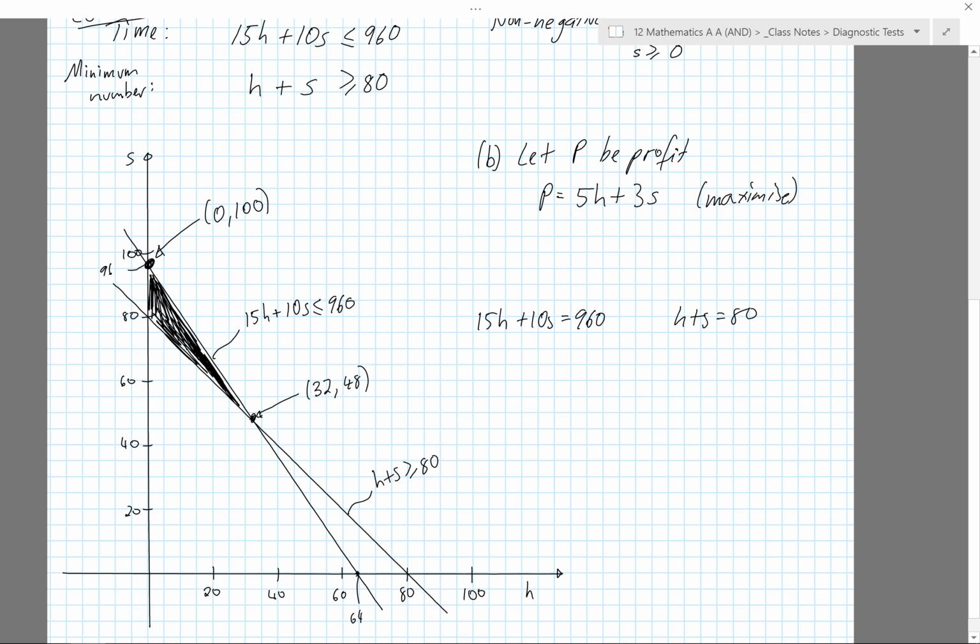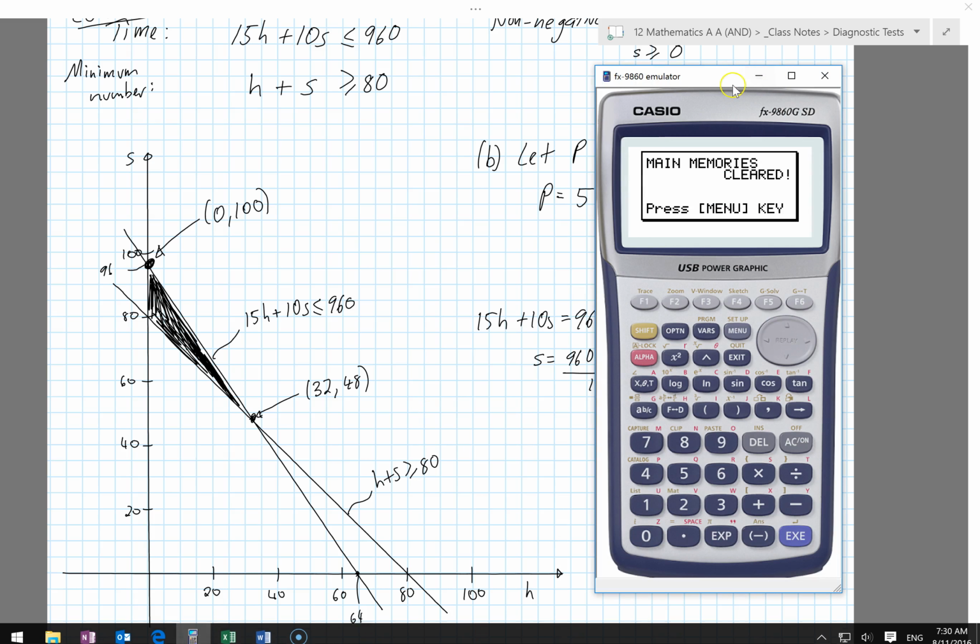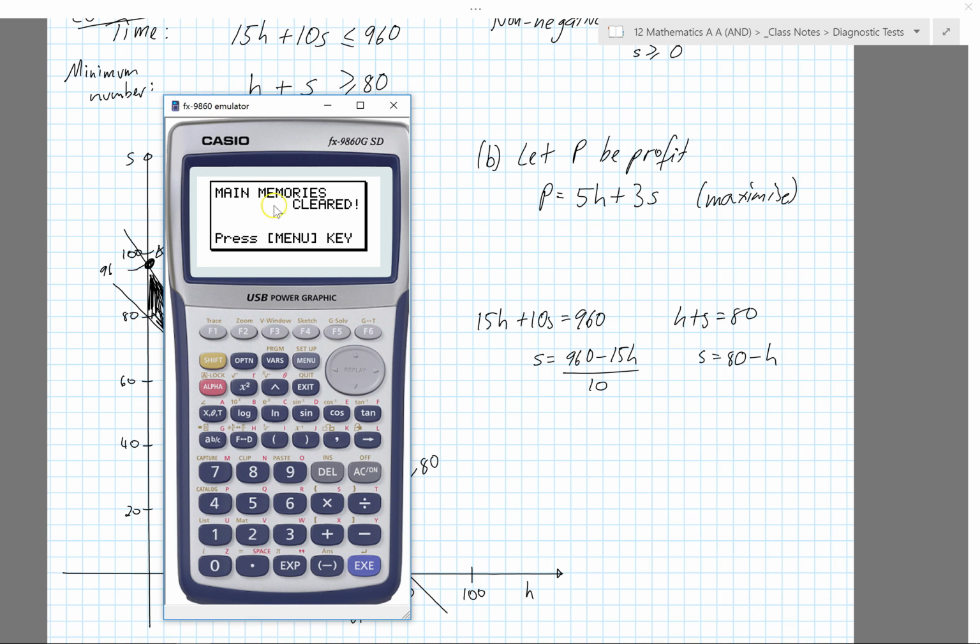I need to rearrange both of them for whatever I have the vertical axis to be, so I get S by itself. So take 15H and divide everything by 10. Over here, it'd be a little bit easier. Get S by itself. And then these 2 equations I'll put into my graphics calculator. Okay, writing X's instead of H's. So 960 minus 15x on 10 and 80 minus x.